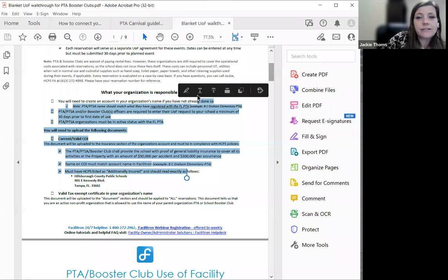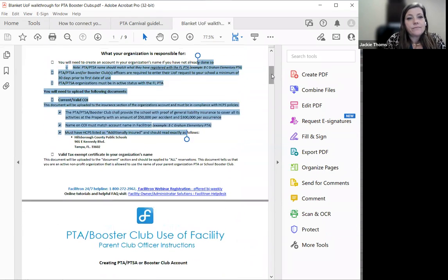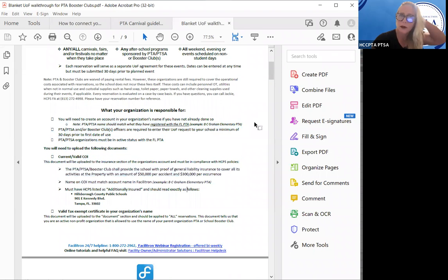In addition to that, if you're not in compliance with Florida PTA, you can't get any of this information, which is why it's important to make sure that you are in compliance. The membership dues are paid, your audits are in, your 990s are done. So that's where Erica and our team comes in. If you guys need help and support to get that done, you can get that information from Florida PTA.